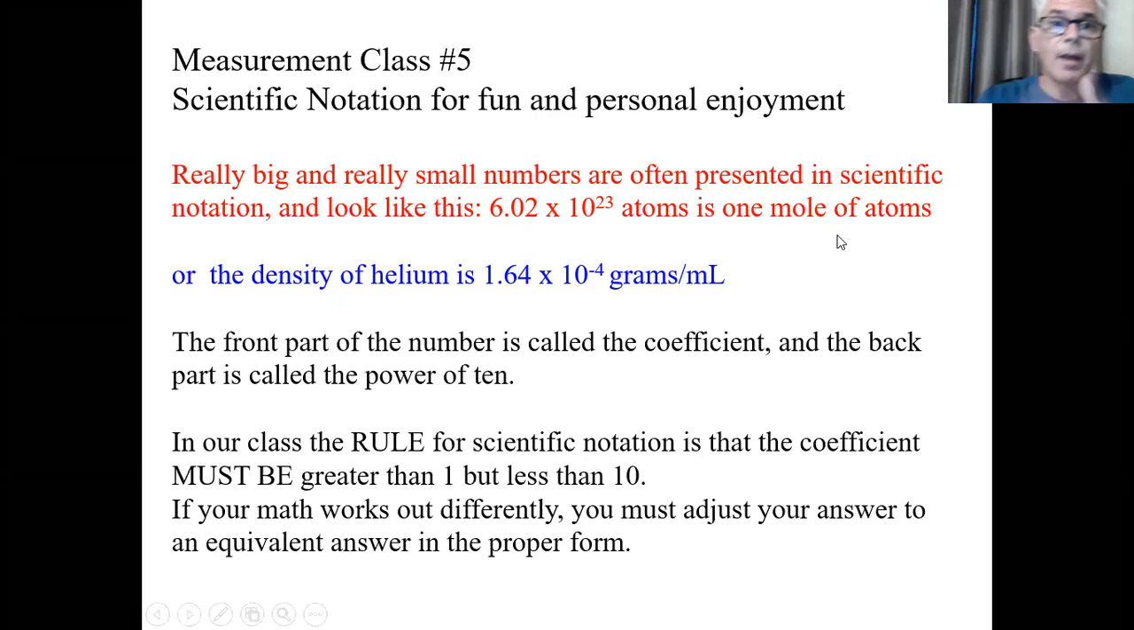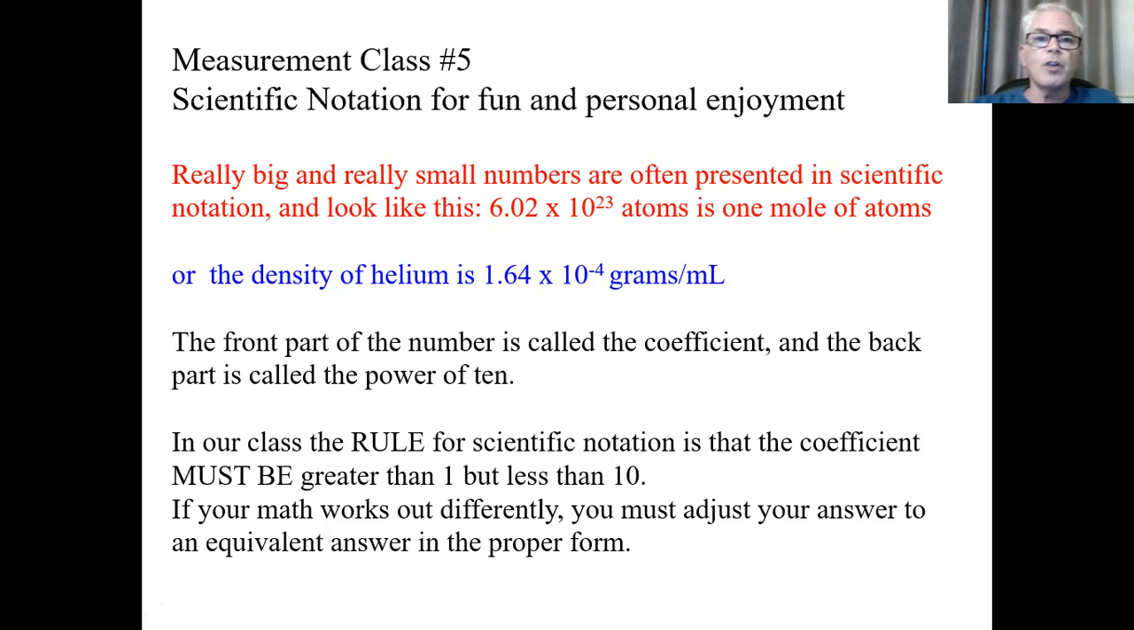Okay, here we are for the next Zoom. This is Zoom questions for the notes that's going to go from number 75 to 100, I think. This is called scientific notation for fun and personal enjoyment. I could call it just scientific notation, but it wouldn't seem fun and you wouldn't enjoy it. So this is a really cool objective.